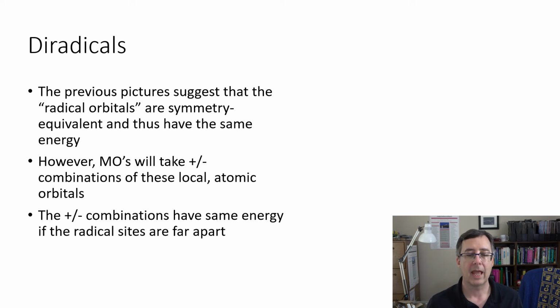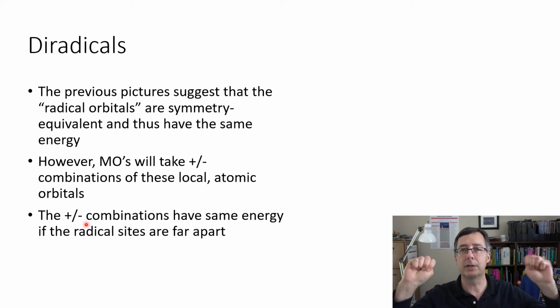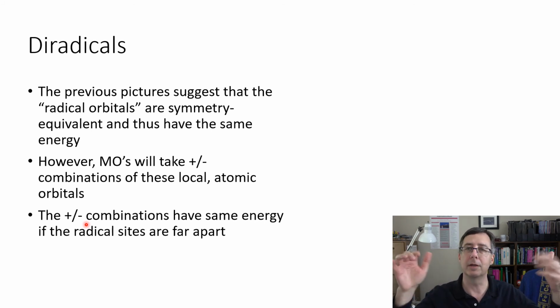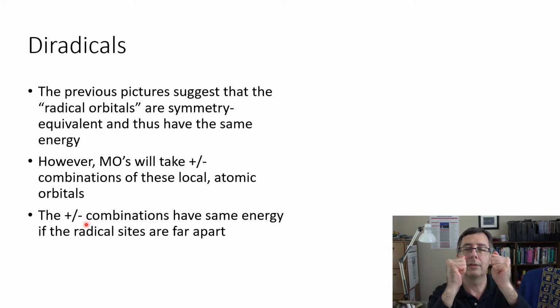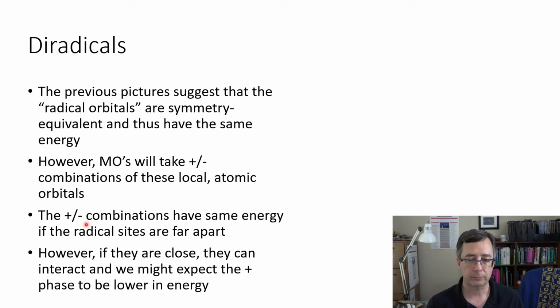So for the radical orbitals, I would take plus and minus combinations to form molecular orbitals. If the two radical sites are very, very far apart, then they can't really talk to each other electronically very much, and a plus or a minus combination will have basically the same energy because there's no interaction between the two. But if they get closer, a plus combination is going to be more stable because there are no nodes in between the two, and a minus combination will be less stable. That's what we would expect for interacting radical sites.